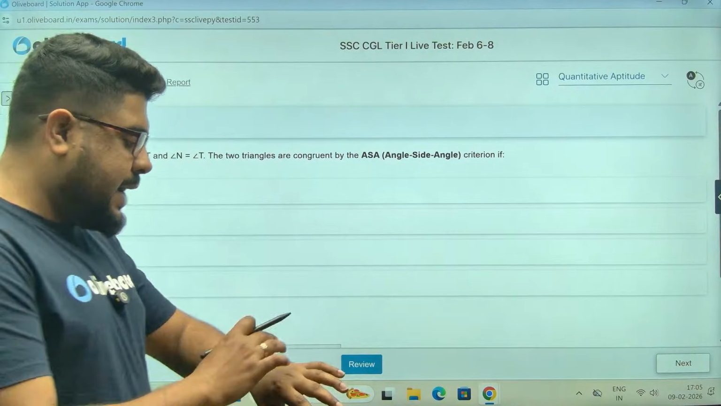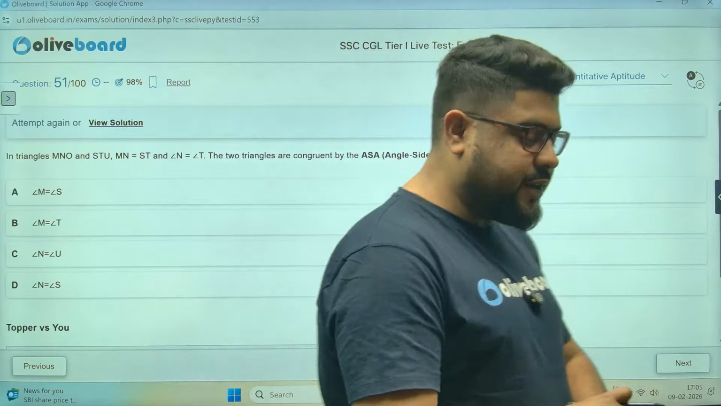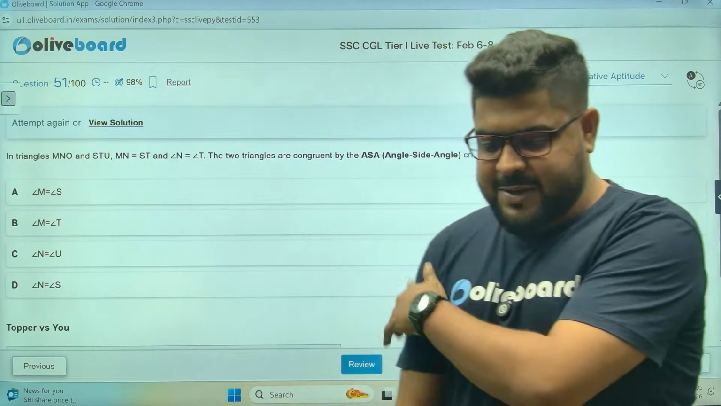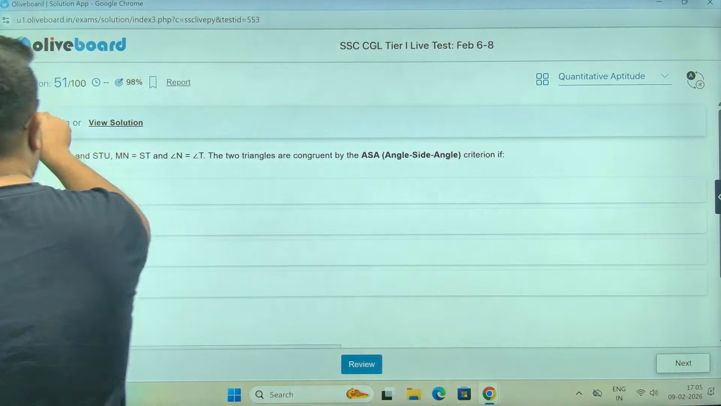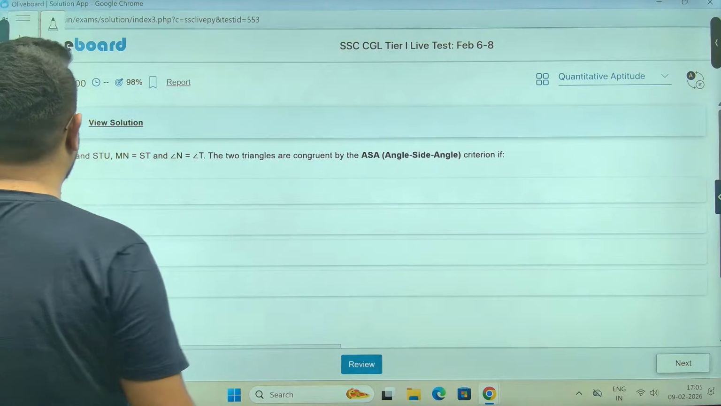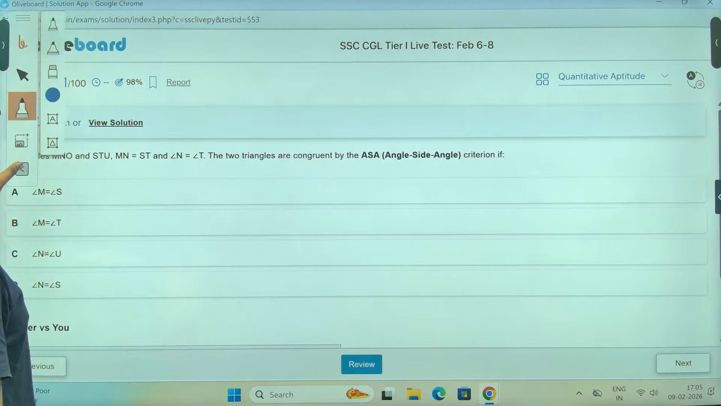Sir, we'll analyze this week's mock. So first of all, how was it? How was the mock, sir? First question is from geometry. Chalo, sir, let's solve it.